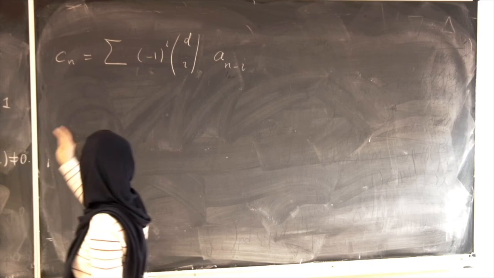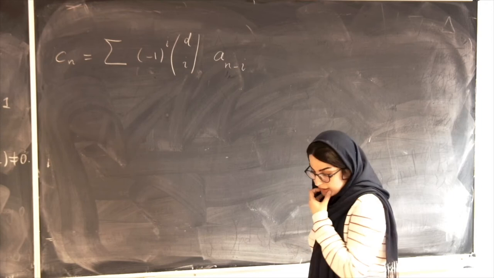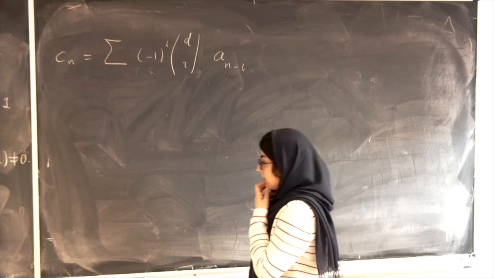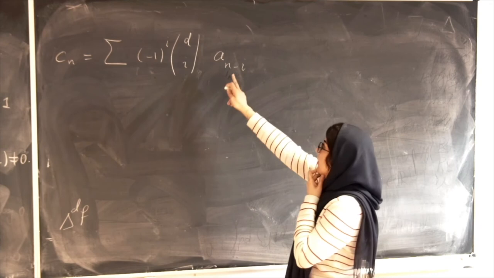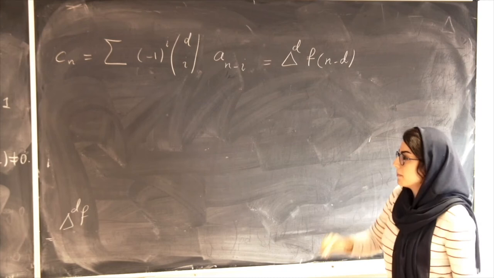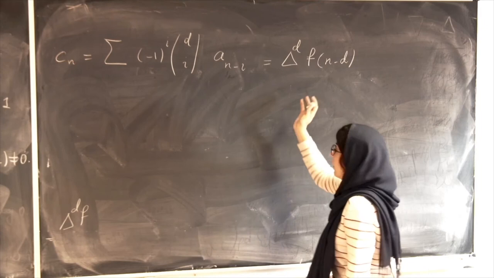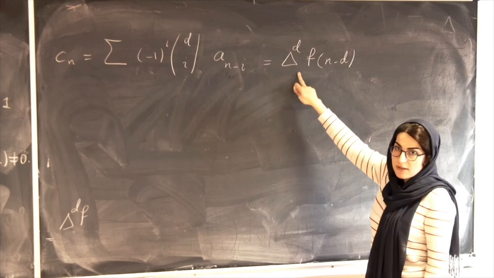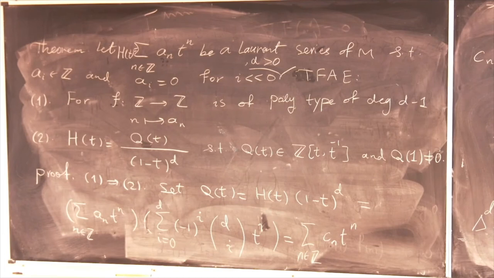And if you remember, I gave an exercise that described the delta^d of f. If I apply this equality for this sigma, this is exactly delta^d f of n minus d. So just check this equality with these numbers. Each c_n can be described in terms of this difference operator. Now we use the assumption that f is of polynomial type of degree d minus 1. What does this mean? For large n, delta^(d-1) f is equal to some non-zero constant.